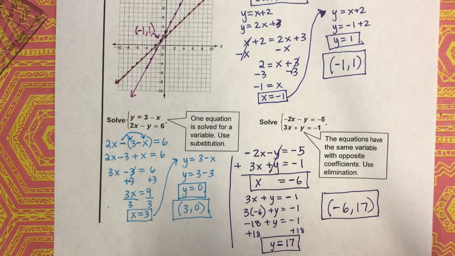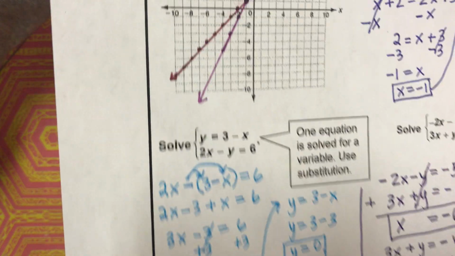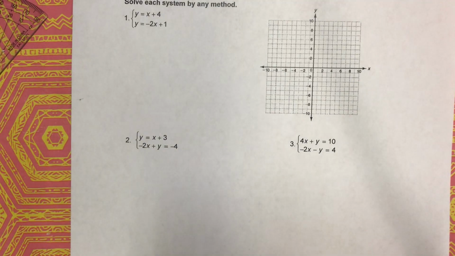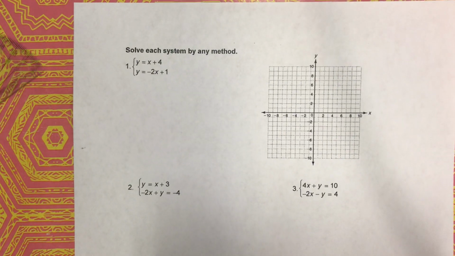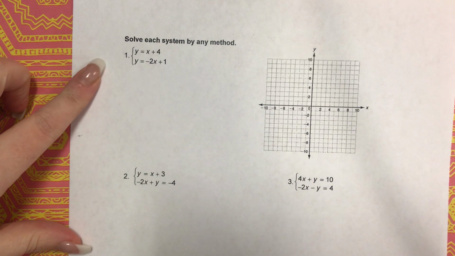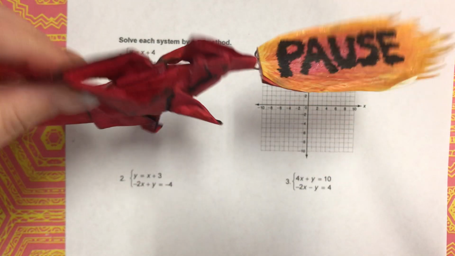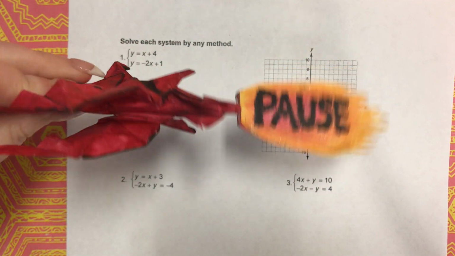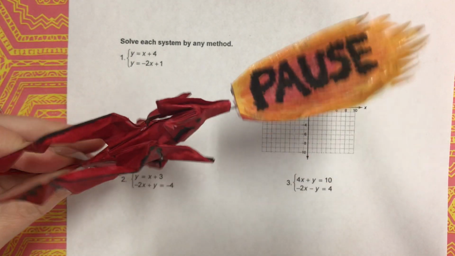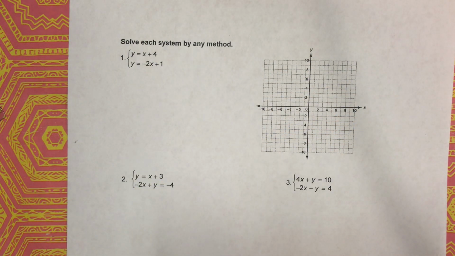All right, there we have it. So those are just a few examples that I went over with you. Now we're going to go over some examples that I'd like you to try on your own. So let's start with the first 1, 2, 3. So here's my friend Pause Dragon, to remind you to pause your device. Go ahead and work out 1, 2, 3. Make sure you try to figure out the best strategy, whether it's graphing, substitution, or elimination. When you get done, go ahead and press play, and we'll go over these together. All right, see you in a bit.